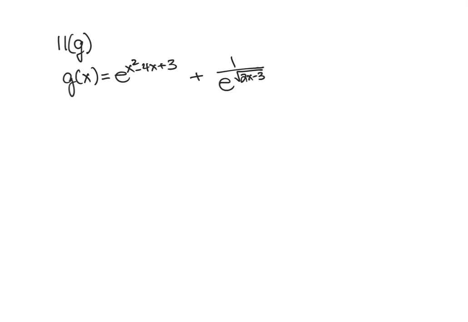We're going to take the derivative of g of x equals e to the x squared minus 4x plus 3, plus 1 over e to the square root of 2x minus 3. So first we want to rewrite this as g of x equals e to the x squared minus 4x plus 3 plus e to the negative 2x minus 3 to the 1/2.